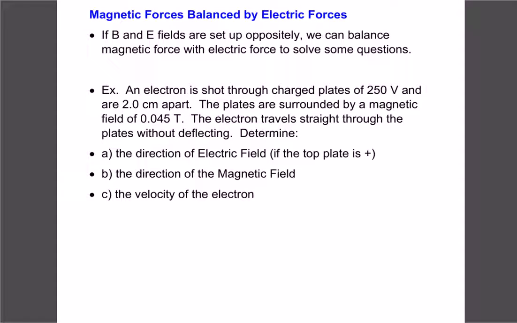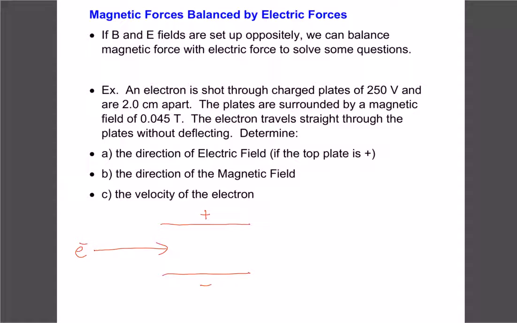Okay, one last example, and this one is where we're going to shoot our electron in again. So let's start with our electron, and we're going to be launching it horizontally. So it says we're going to set this up so our magnetic force and electric forces sort of cancel each other out. So this time we have a charge plate of 250 volts, and they're 2 centimeters apart. So we're going to shoot this thing in, so let's suppose, and it really doesn't matter which way we do it, but they tell us in question A the top plate's positive, so let's use that.